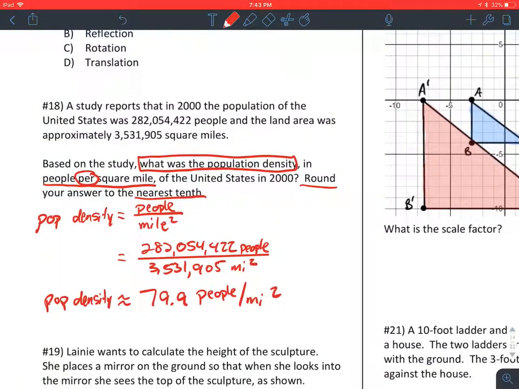What that means is, if you were to go out in the middle of the United States and mark off a huge square, and that square had dimensions 1 mile by 1 mile, it's a square mile. On average, there's almost 80 people that live inside of every square mile in the United States. That's what population density means.